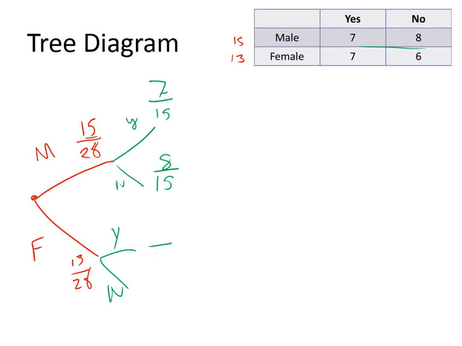It's not going to be over 15, it's going to be over 13 because there's only 13 females. So yes, there was 7 out of 13. No, there was 6 out of 13.